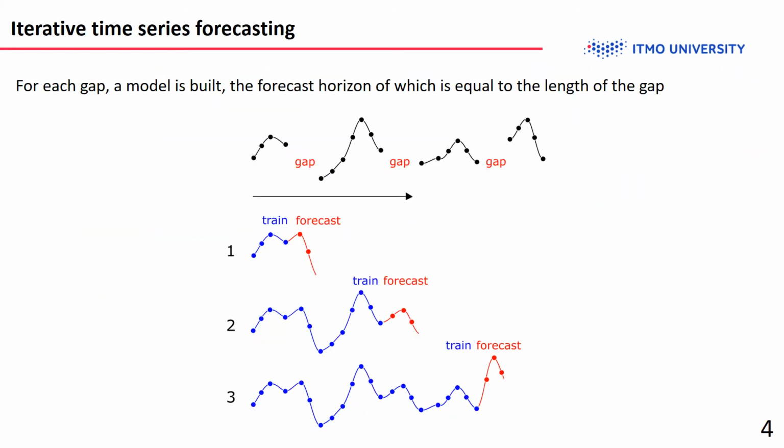We also can use iterative time series forecasting for filling in the gaps. We just use the prehistory part before the gap to train our forecasting model, and give a forecast into the gap part. The forecast horizon for this model will be equal to the gap length. We can repeat it until the end of the time series, filling in the gaps in such a way.